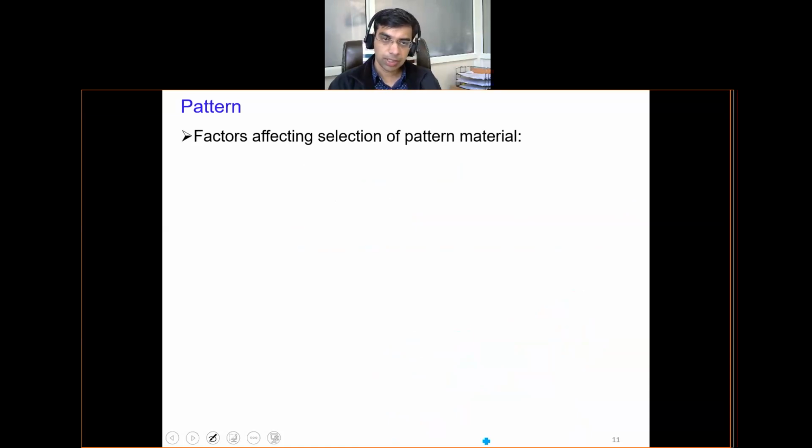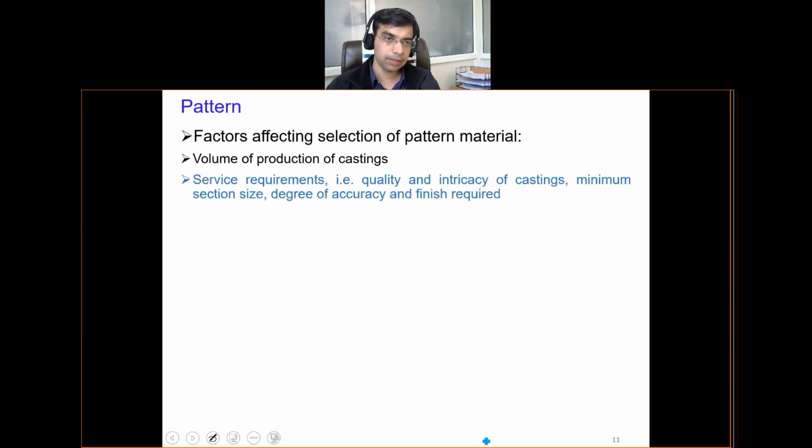Now, what are other factors which affect the selection of a pattern material? Although some of them have been just discussed. One of the factors is the volume of production of casting. Volume, in other words, you can take it as the number of cast products which can be produced. Then the service requirements.